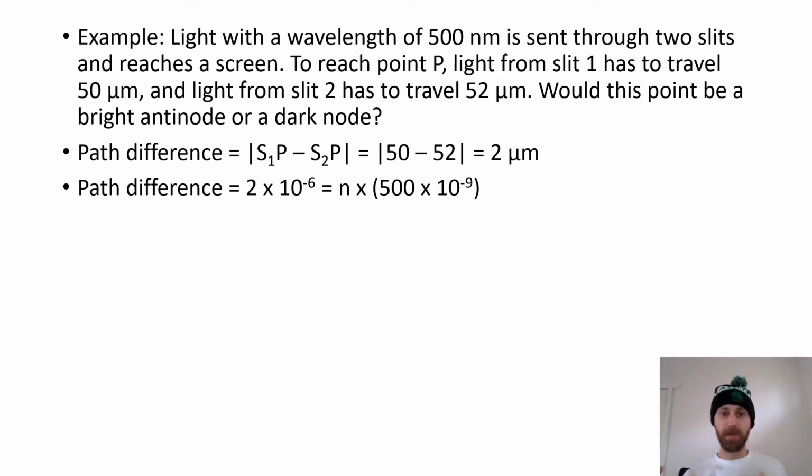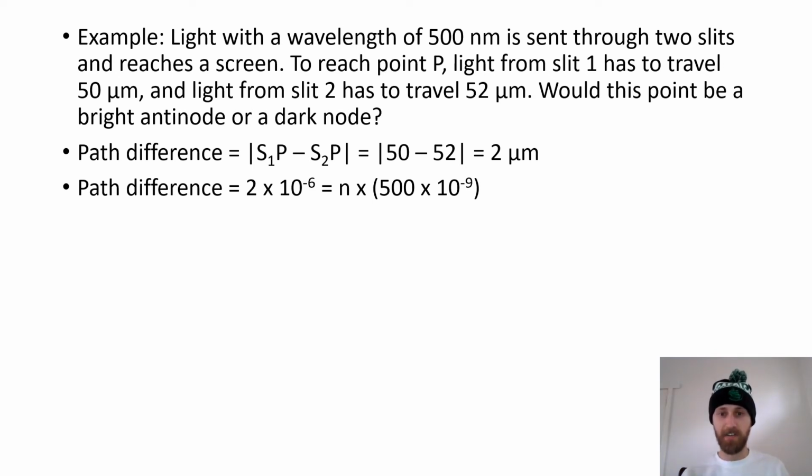Now, that's micrometers. We turn that into meters, so micro is 10 to the negative 6, 2 times 10 to the negative 6 is our path difference, and we plug this into an equation. Now, what we've got here is I've just put that the path difference will be some number n times the wavelength. If that missing number n comes out to be a whole number, it'll be a bright area. If it comes out to be a half number, it'll be a dark area. So that's going to be our requirement. Is the path difference a whole number or a half number times the wavelength?